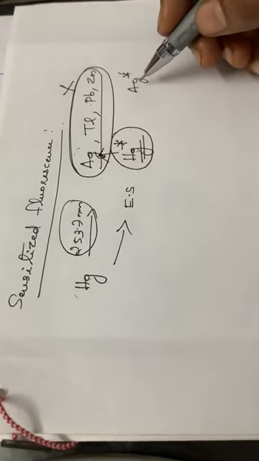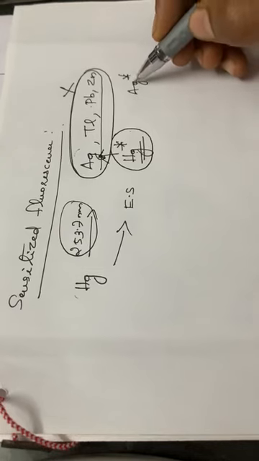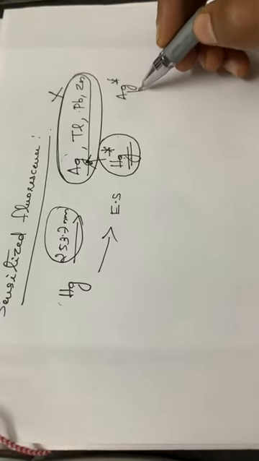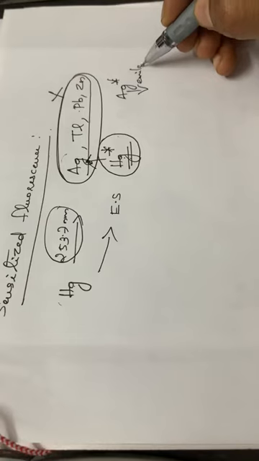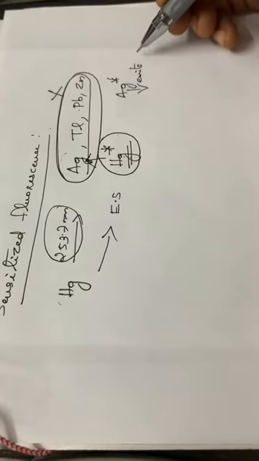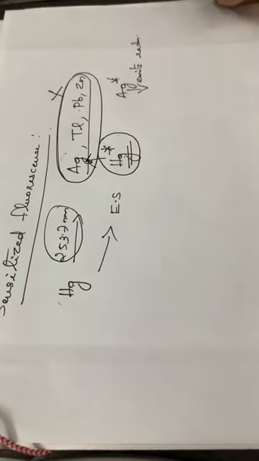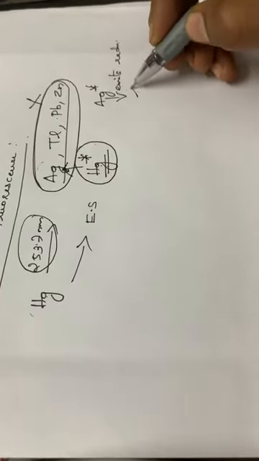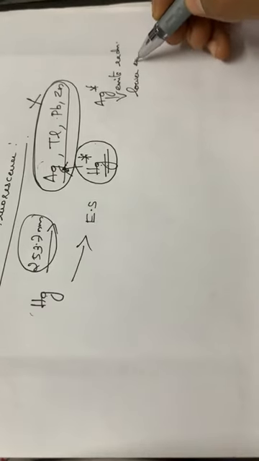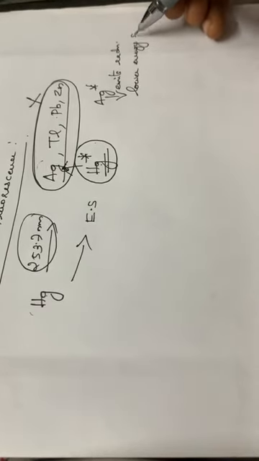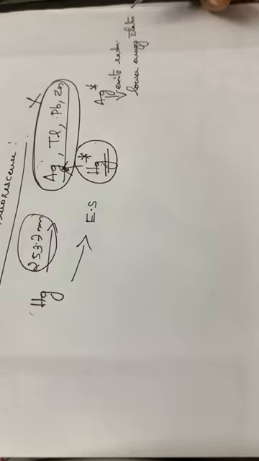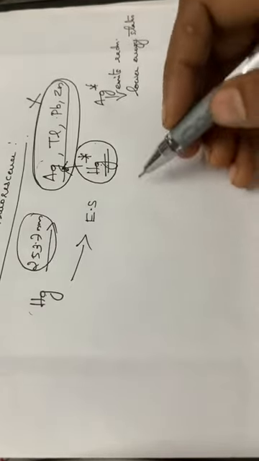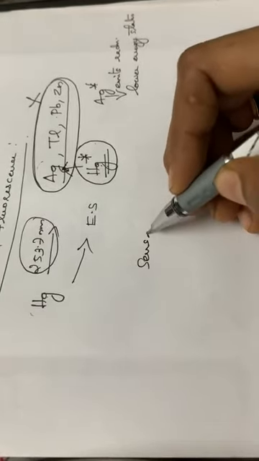After moving to the excited state, it has to go back to the ground state, or to the lower energy states. For that, it will emit radiation and thus reach the lower energy states. This phenomenon we call sensitized fluorescence.